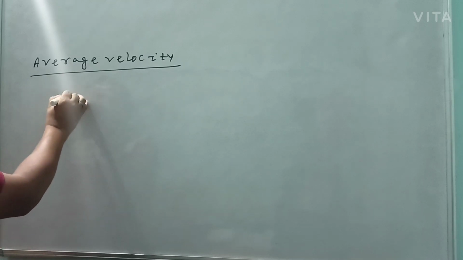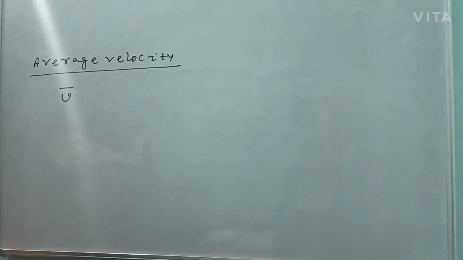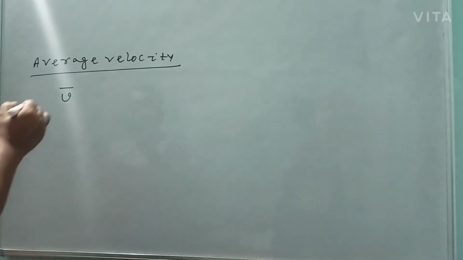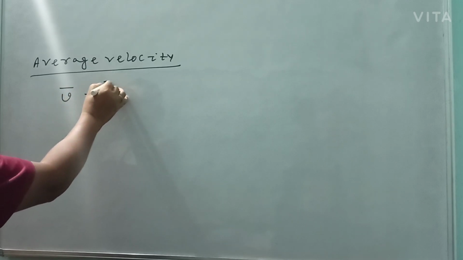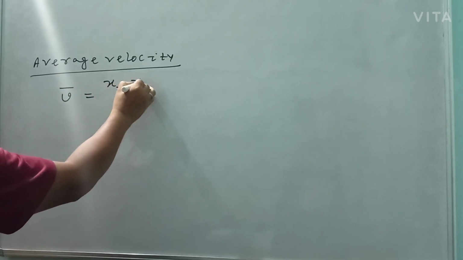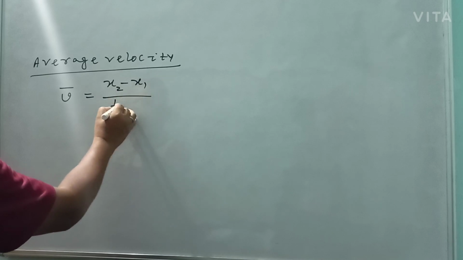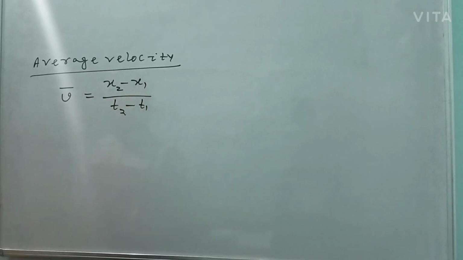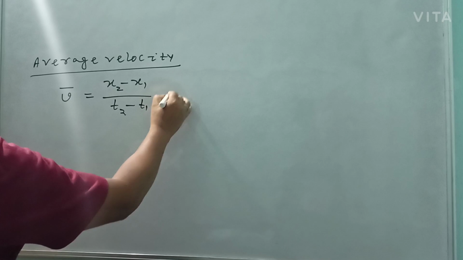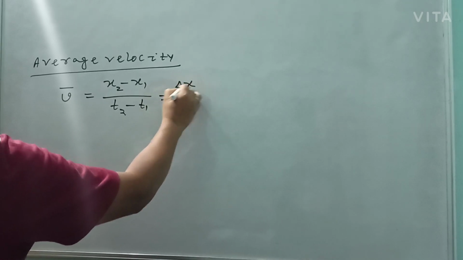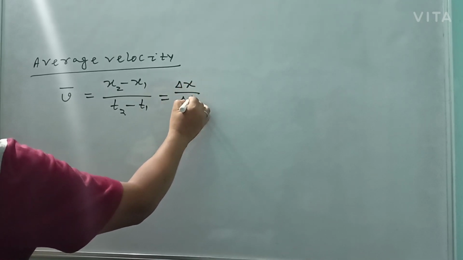Suppose I write V bar. V bar represents average velocity. So V bar is equal to x2 minus x1 by t2 minus t1. And this is written as delta x by delta t.